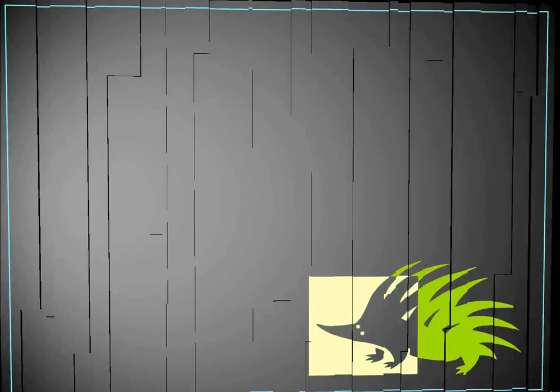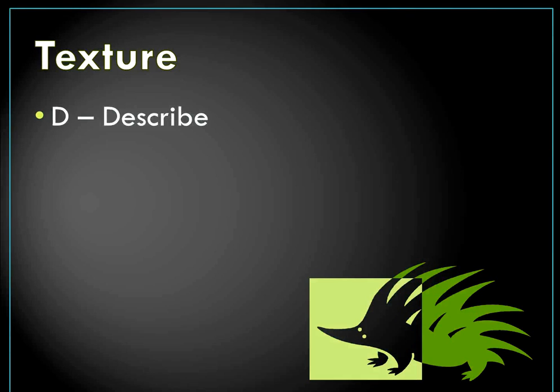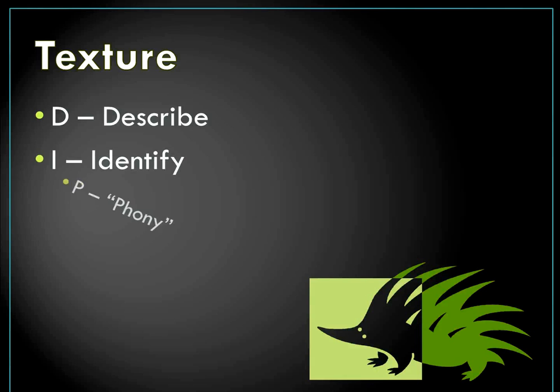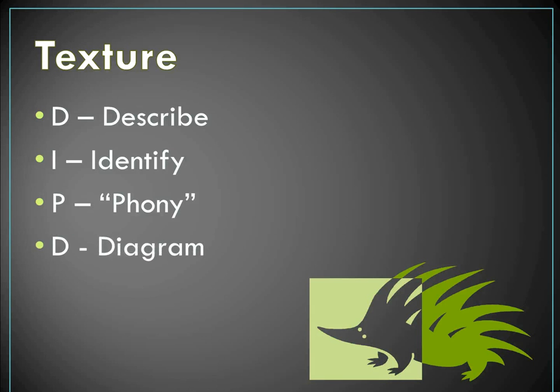Okay, so in texture, you've only got to look for four things. You've got to be able to describe the texture. You've got to be able to identify the instruments. You've got to be able to just say what sort of phony it is. Please don't ever use that word phony in the actual exam. That's one of my made up ones just to help you remember. And D for diagram.